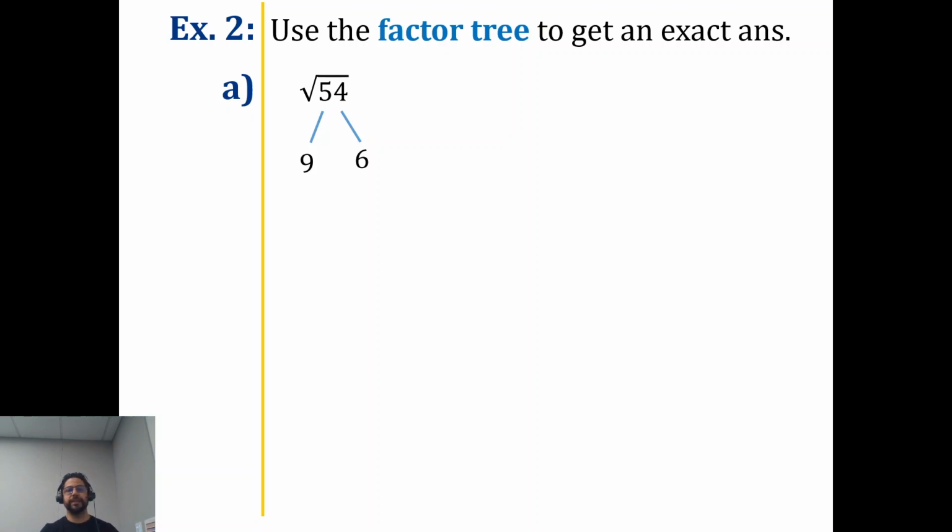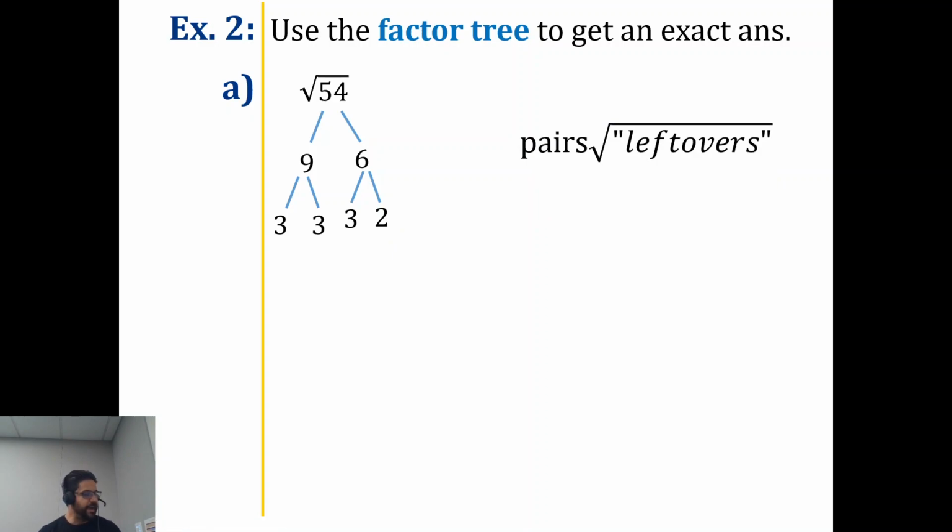So it means my 9 is really a 3 and a 3, because 3 times 3 is 9. And my 6 is a 2 and a 3, or a 3 and a 2. Those are the numbers that I'm going to focus on. We are not going to focus on the 9 and the 6 because those are composite. We're going to focus on 3, 3, 3, and 2. We're going to try and find out what the pairs are, and quote unquote, like it says there, the leftovers go inside. Do you guys like leftovers? I do. Leftover pizza is my favorite. So again, the pairs go on the outside of the radical, the leftovers go on the inside of the radical.